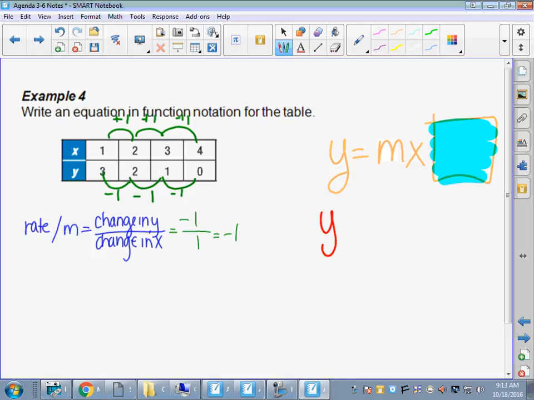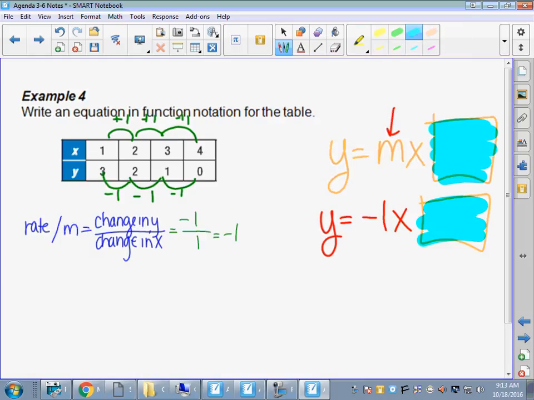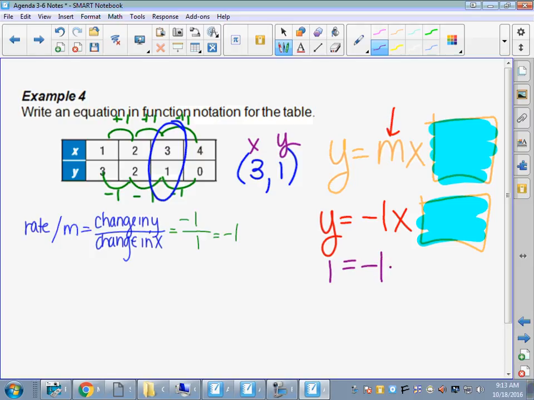So when I go to my equation, I'm going to do y equals negative 1x, and then I'm going to have some kind of adjusting over here. So let's pick an ordered pair, any ordered pair. It doesn't matter which one you pick. Let's pick (3, 1). They will all give you the same thing. 3 is my x, 1 is my y value. So I'm going to put a 1 in there for the y and a 3 in there for the x. And then I'm going to put a box or highlight right here so that I remember I've got to adjust. It's probably not going to be a true statement.